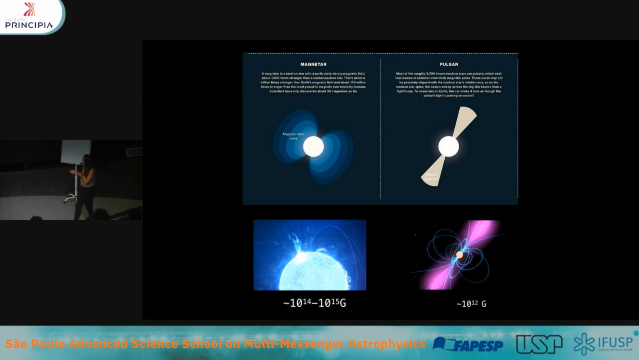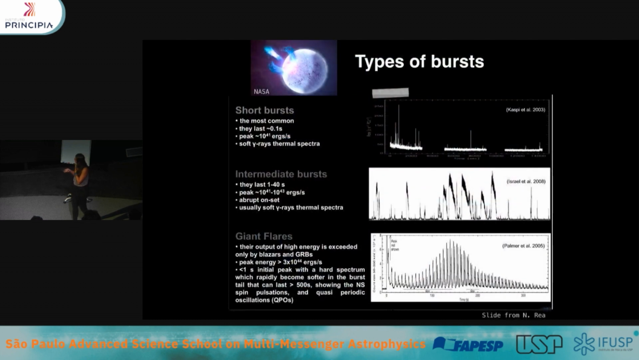But again, just for a comparison, this is the magnetic field that you expect in a magnetar, and this is the typical magnetic field of a rotational power pulsar.